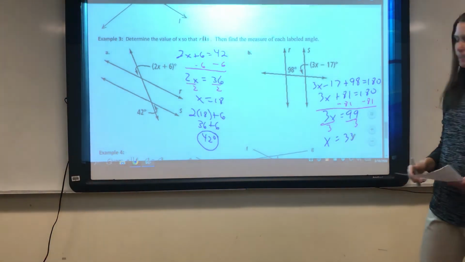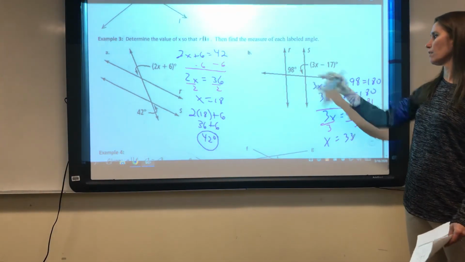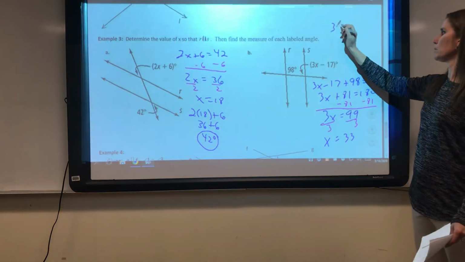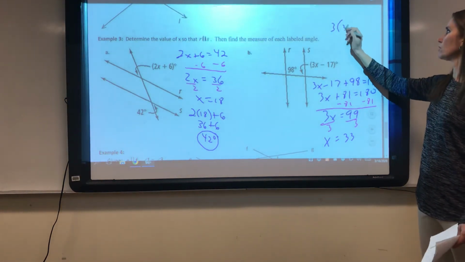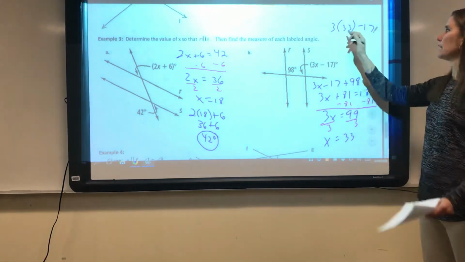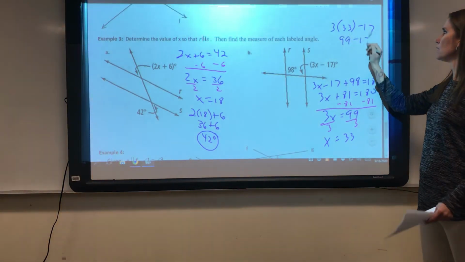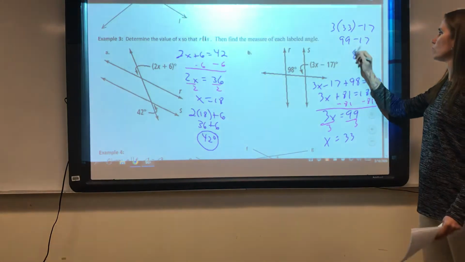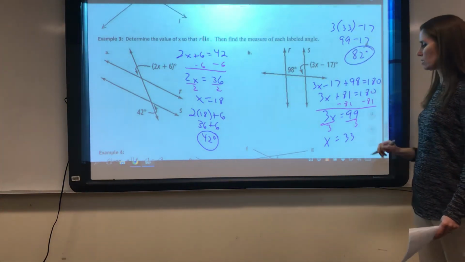Okay, once I do that, again, I already know this angle's 98. If I want to find this angle, I can come back up here and say 3 times 33 minus 17, and that gives me 99 minus 17, which gives me 82. So that answers the other part of the question.